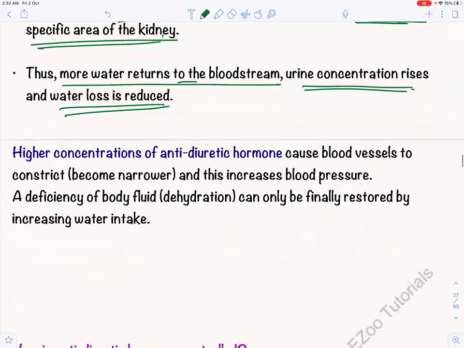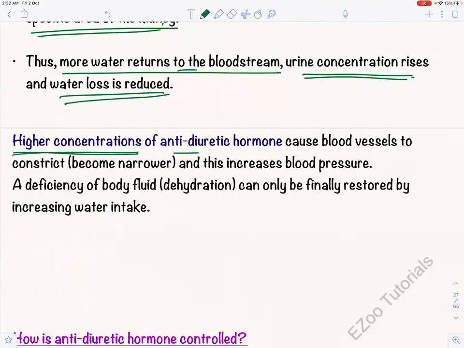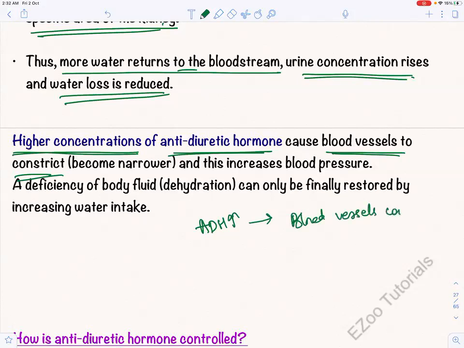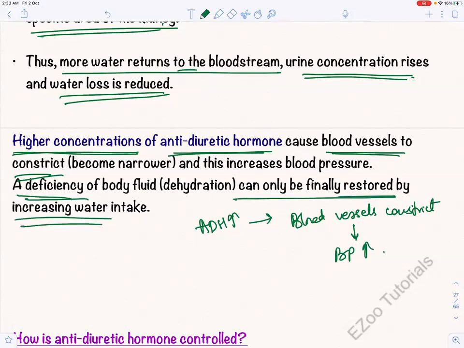Now let us see what will happen if there is a high concentration of antidiuretic hormone. It will cause the blood vessels to constrict. When antidiuretic hormone becomes high, the blood vessels constrict. When they constrict, blood pressure becomes high, right? So a deficiency of body fluid can only finally be restored by increasing water intake, right?